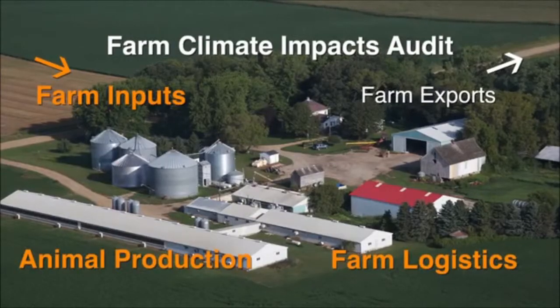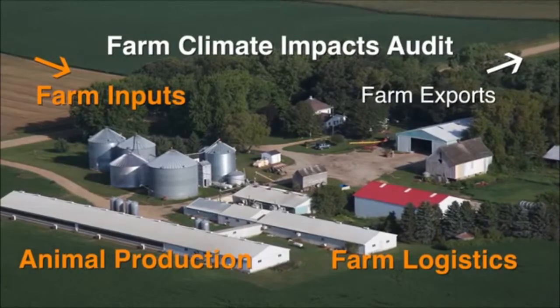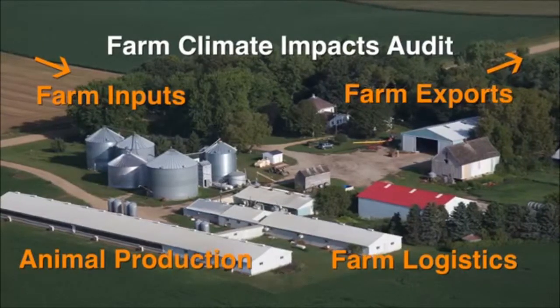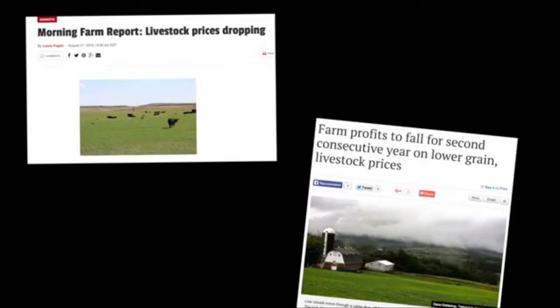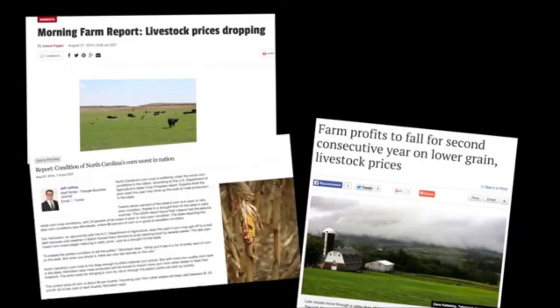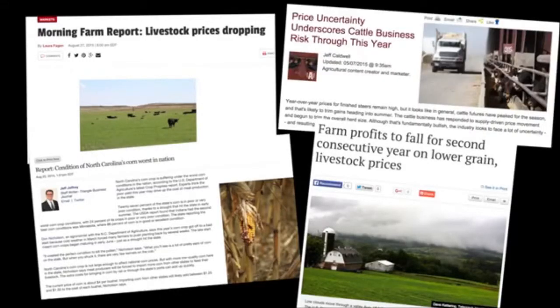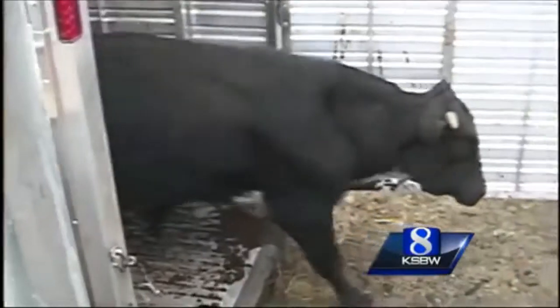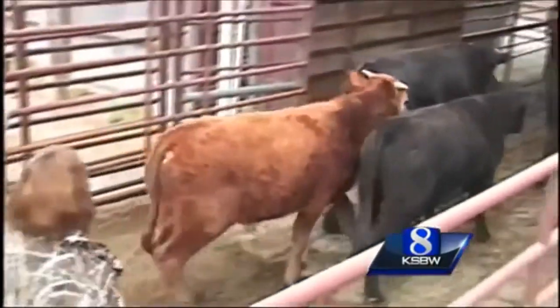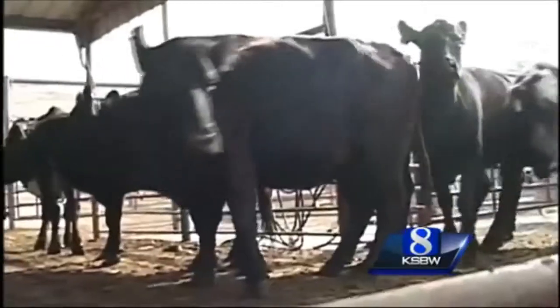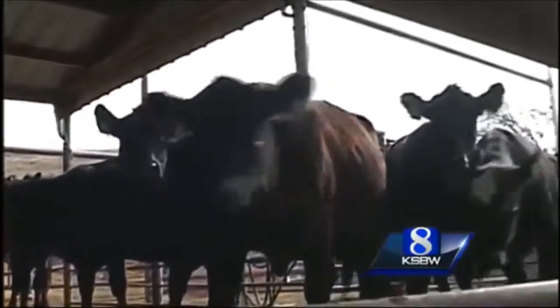Farmers need to also assess the impacts of climate on farm exports, meaning the products that are marketed and sold by the farm. The market prices for these products are impacted by many factors, including climate conditions on a local, national, or global scale. Cattle ranchers have no choice but to thin their herd. For example, livestock producers have seen their profits affected in recent years due to the impacts of drought.